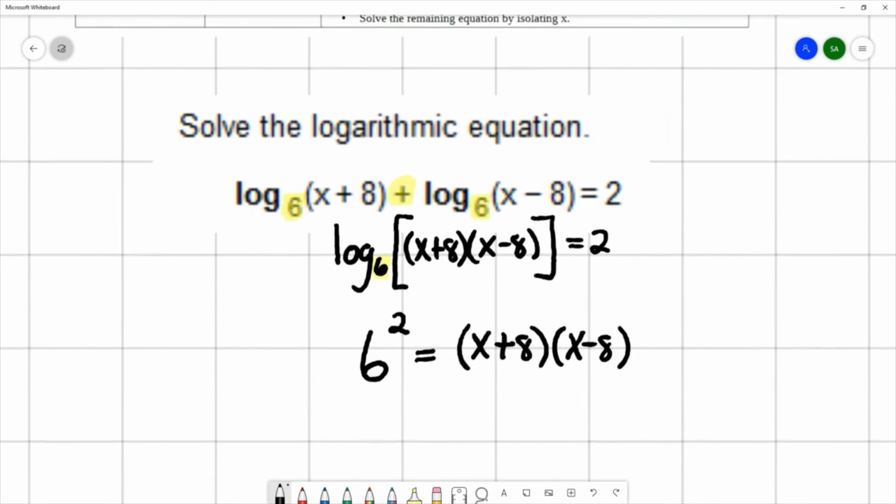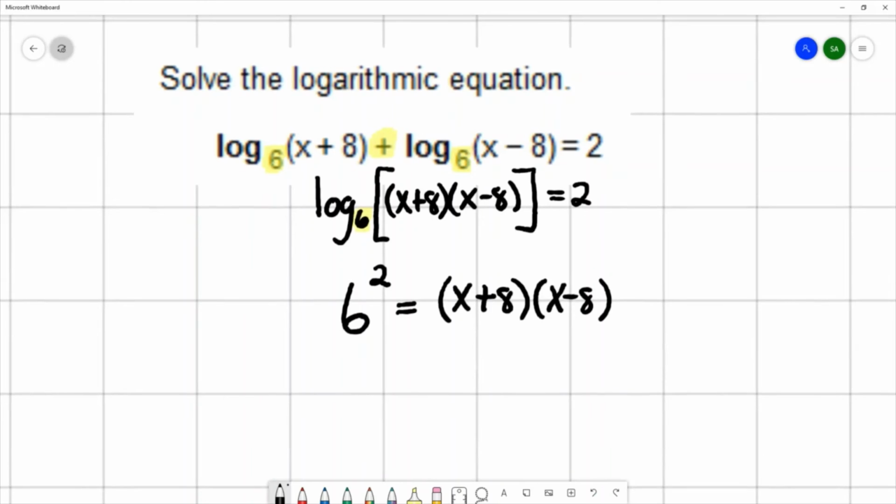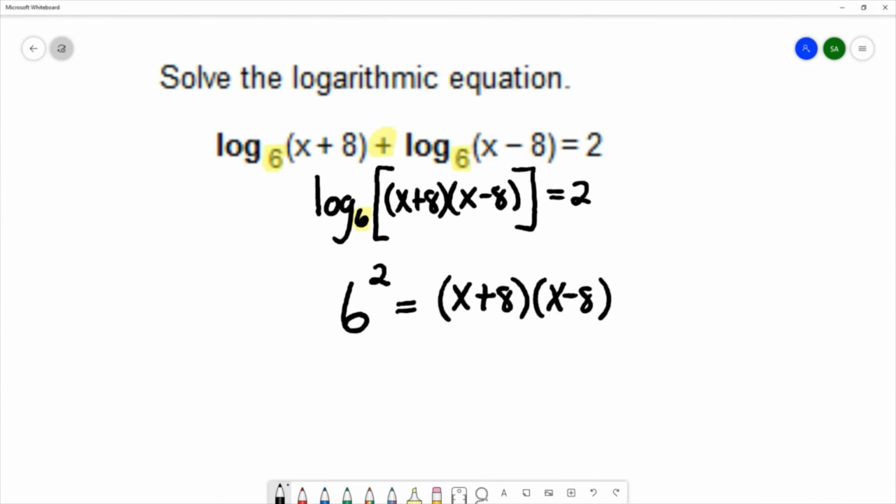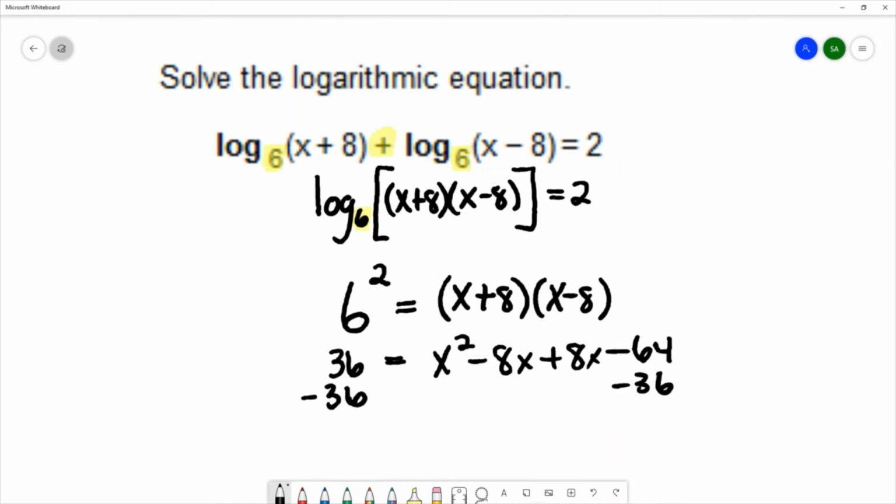So we've converted our log equation to an exponential, and we're going to solve the equation that we see here. 6 squared is 36. We can multiply out x plus 8 times x minus 8. That's x squared minus 8x plus 8x minus 64. This gives me a quadratic equation, and I'll move all the terms to the same side. So I'm going to subtract 36, and I have 0 equals x squared minus 100.